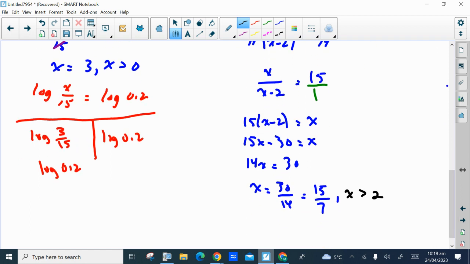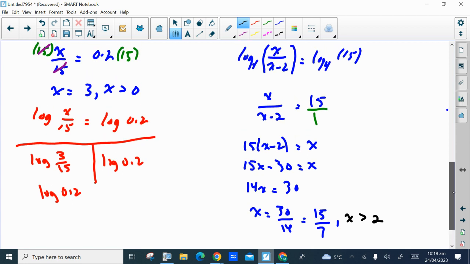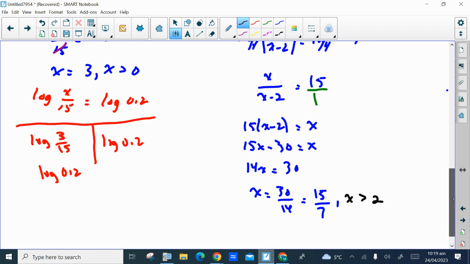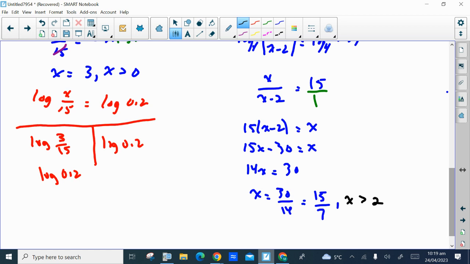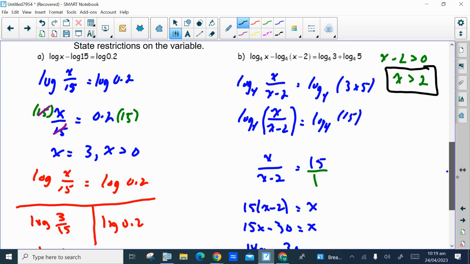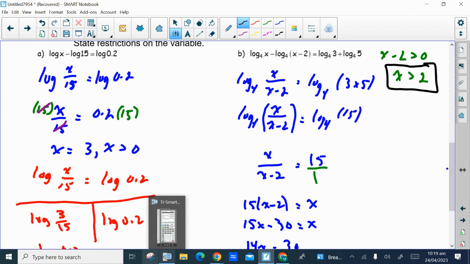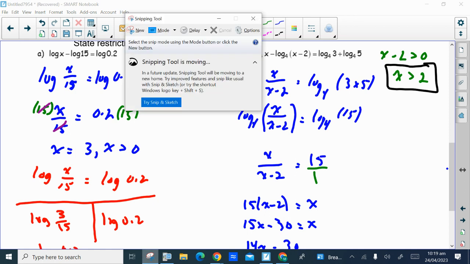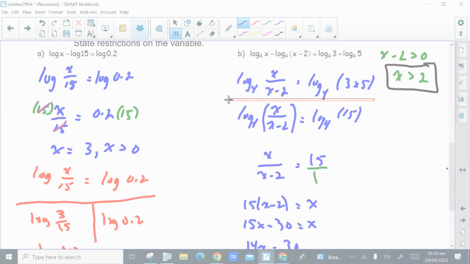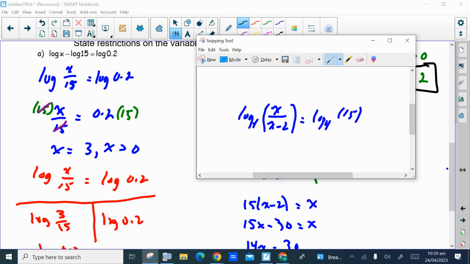And our answer of 15 on 7 is greater than 2. So we know that the restriction won't eliminate that solution, but we should still check it using the original expression. I'll use a simplified form of the original expression, which was that there.